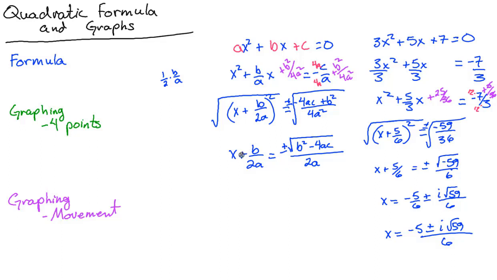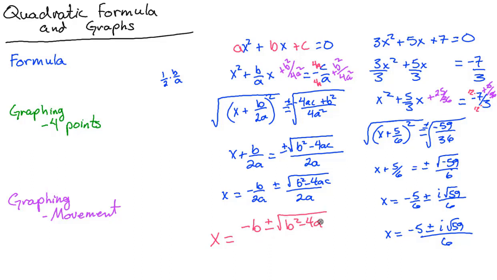Good. Now all we have to do is subtract the b over 2a over, and we get x equals negative b over 2a plus or minus the square root of b squared minus 4ac all over 2a. Oh, look, common denominators. So I'm going to write this in this bright color here. When we add the fractions together, we have this kind of formula. Well, it is a formula.